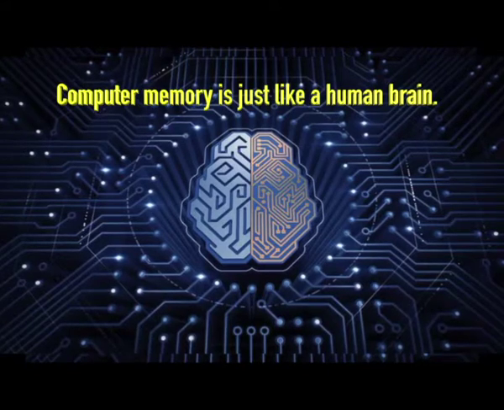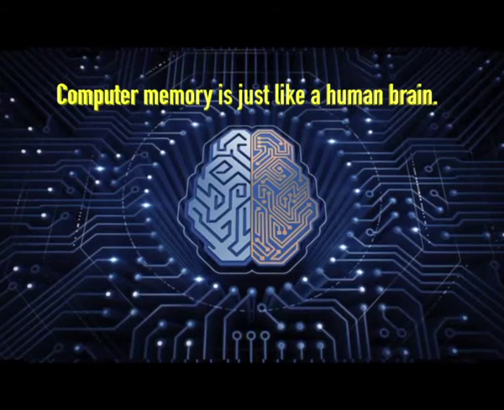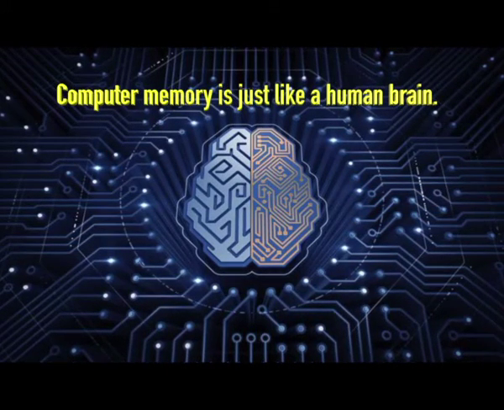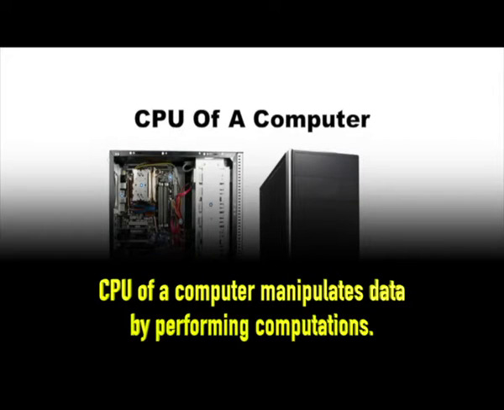Coming to the computer memory, a computer memory is just like a human brain. It is used to store data and instructions. It is the storage space in the computer where the data is to be processed and the instructions required for processing are stored. The CPU of a computer manipulates data by performing computations.